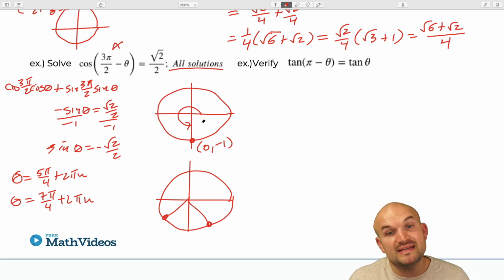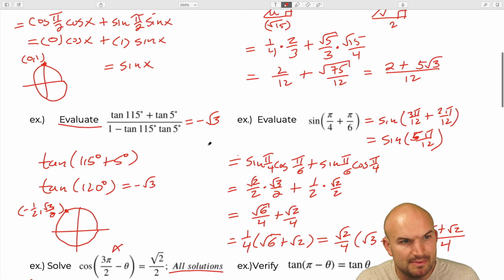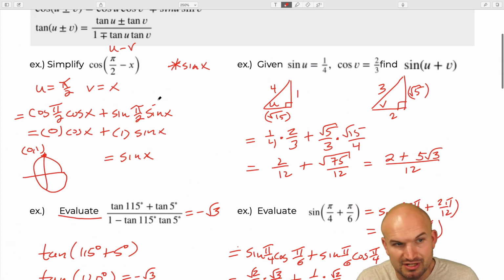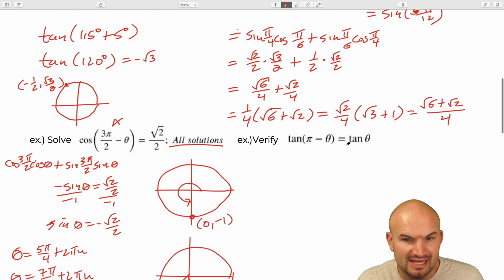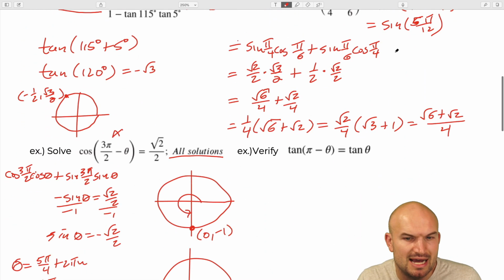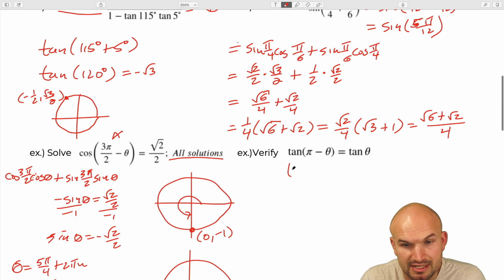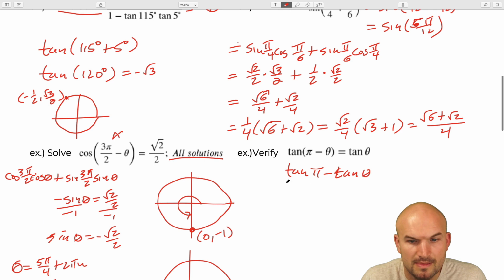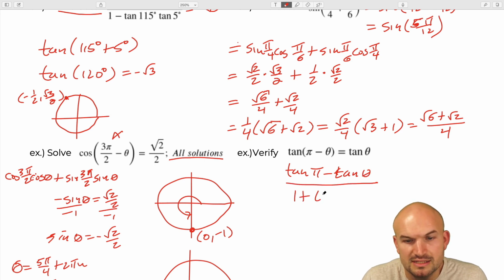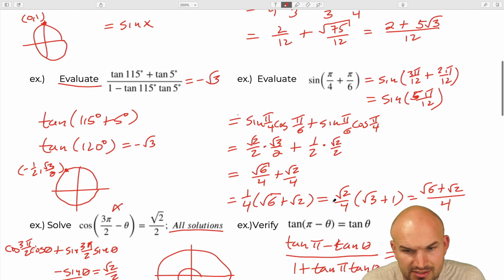Perfect. Okay, and the last example I want to cover is a verifying example. How can we use verifying? Same kind of idea. Here we have to verify that tangent of pi minus theta equals tangent of theta. How is this going to work? Using the formula, I could say this is tangent of pi minus tangent of theta, divided by 1 plus tangent of pi times tangent of theta, assuming that I wrote down the formula correctly.